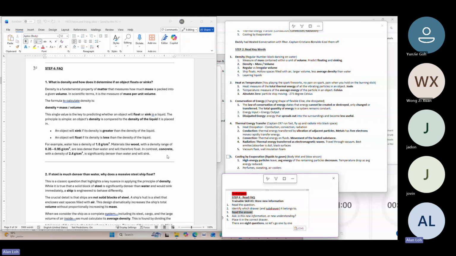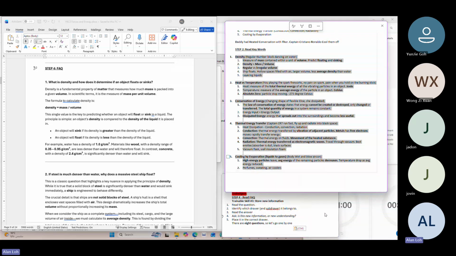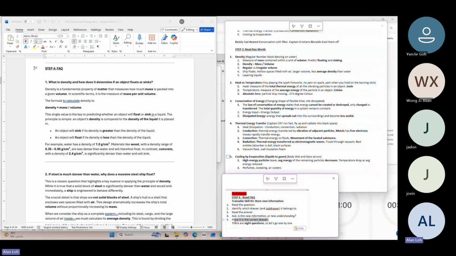Then read the answers. And then ask yourself, is there new information or new understanding inside the answer, compared to your drawer, the keynotes? Then if there is, place it in the correct drawer, whether it's drawer 1, drawer 2, drawer 3, drawer 4, or drawer 5. And there are 8 questions. Let's go one by one. Okay, let's start with question number 1.